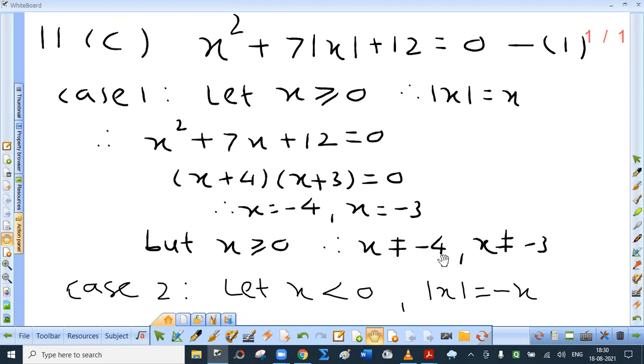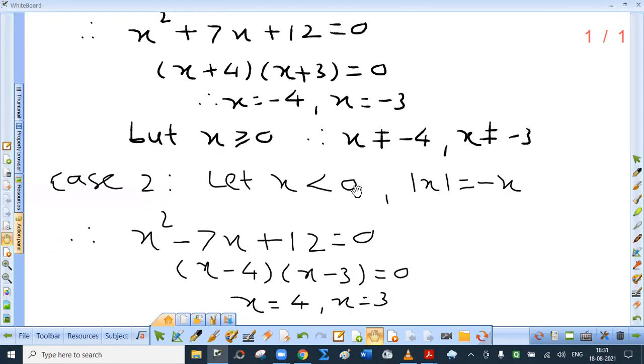You can check. Put x equal to minus 4. Minus 4 square, 16, plus 7 into mod of minus 4, 4. 16 plus 28 plus 12. Is it 0? No. That is why we have discarded that.